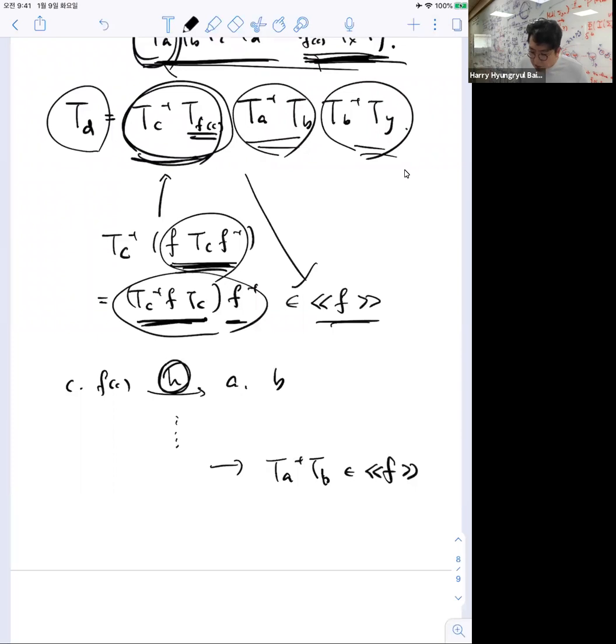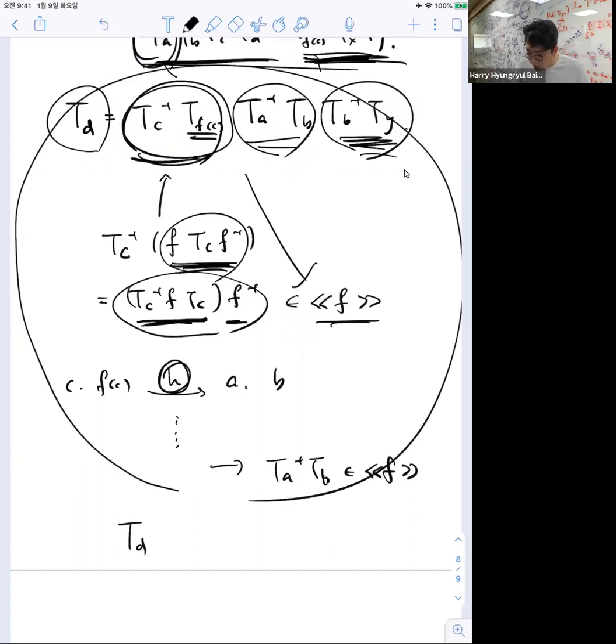And by exactly the same reason, the third one is also an element in the normal closure of F. So what this shows is that the Dehn twist along the curve D is an element of the normal closure of F. And now, if you have any other non-separating curve on the surface, again, there should be some homeomorphism which maps D to that non-separating simple closed curve. So this actually shows that all non-separating Dehn twists are elements of the normal closure of F because they're conjugate to each other.